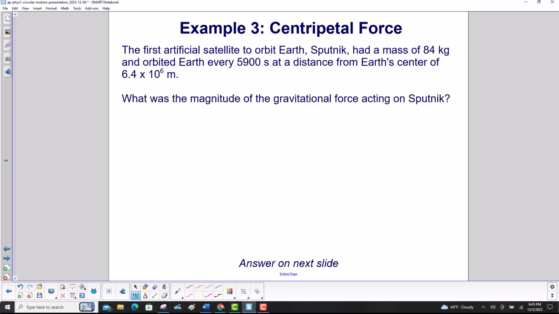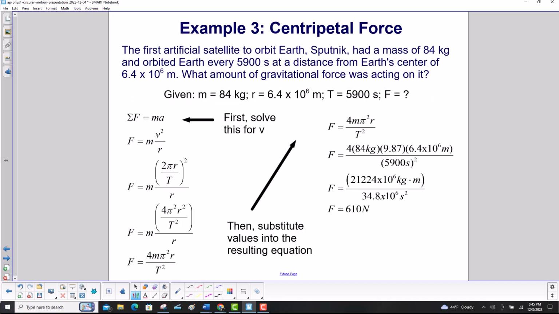The first artificial satellite to orbit Earth, Sputnik, had a mass of 84 kilograms and orbited Earth every 5,900 seconds at a distance from Earth's center of 6.4 times 10 to the 6 meters. What was the magnitude of the gravitational force acting on Sputnik? We have our givens, and this is an example of a gravitational force acting as the centripetal force. So we have our equation here for force, and we're looking to find what that force is equal to.